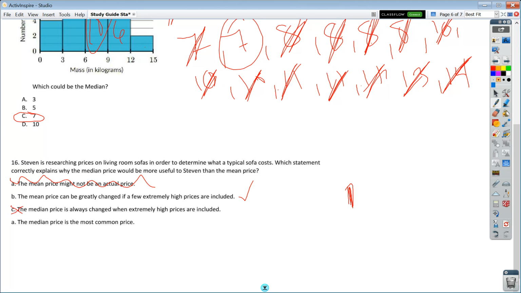And that's not true because we could have a semi-expensive highest price, or the highest price could be ridiculously expensive. But the median is still just going to be the middle number. It doesn't change, even if you change the highest and lowest prices. The median price is the most common price. That's not necessarily true. Remember, most common is going to be the mode. So the answer here is B.